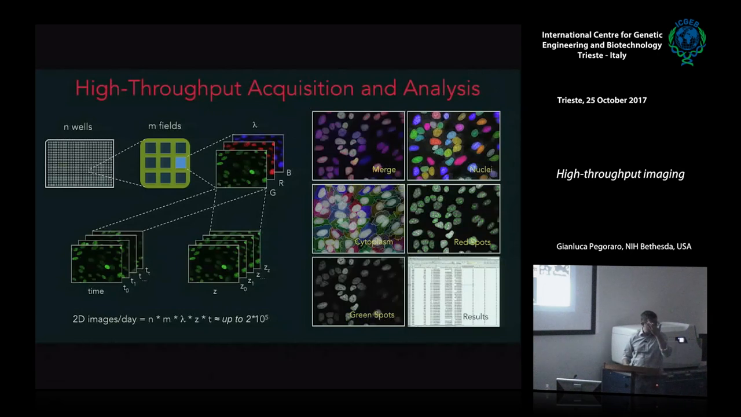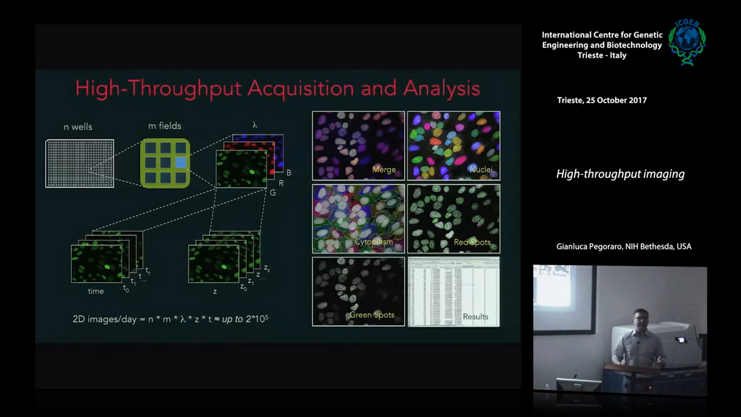And for this reason, and also because we want our analysis to be as unbiased as possible, we take advantage of automated high-content imaging. And the idea behind high-content imaging is to use, in I would say more than 95% of the cases, a DAPI stain to identify the nucleus, and use the DAPI channel to segment nuclei, so to identify single cells in the images. And then if other appropriate fluorescent markers are present, to segment other subcellular compartments, such as the cytoplasm, spots, vesicles, and so on and so forth.